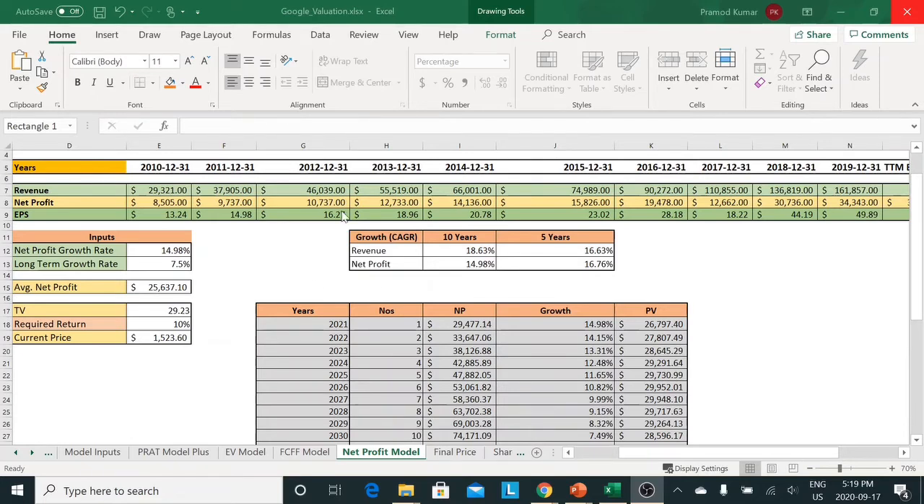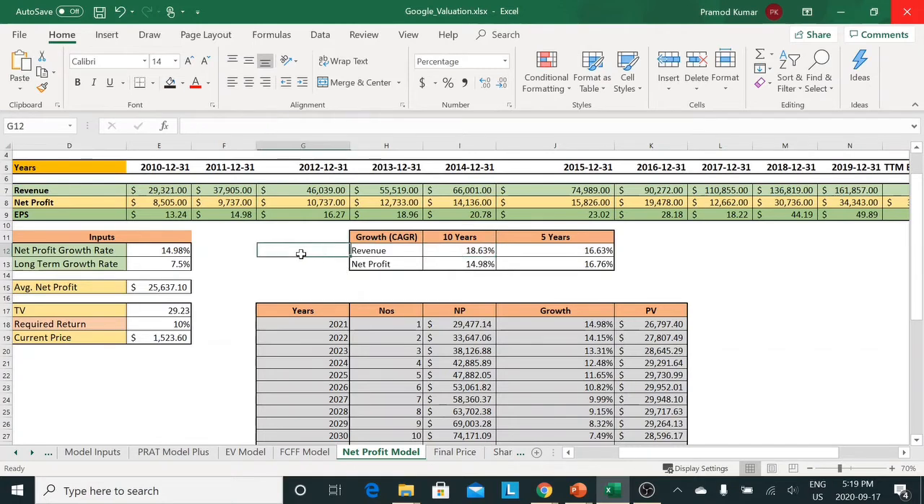So as you can see, this is the net profit model. If I look at the year over year, the revenue growth for the last 10 years is almost 19%. And for the last 5 years, it's almost 17%, right? But the good thing is, although the revenue growth has declined, the net profit, the bottom line growth, over the last 5 years has increased from almost 15 to 17%, which is a good sign.